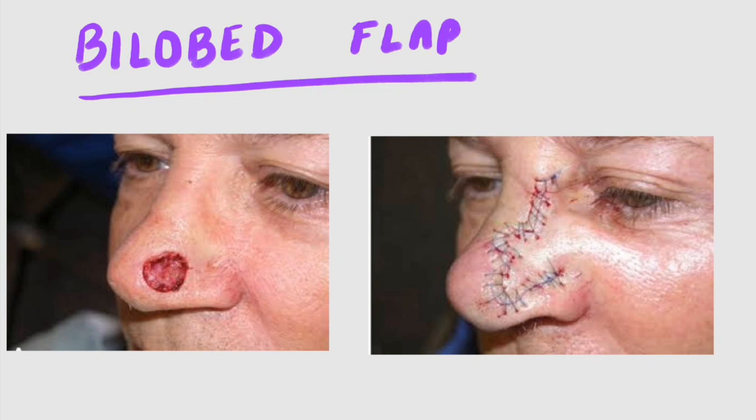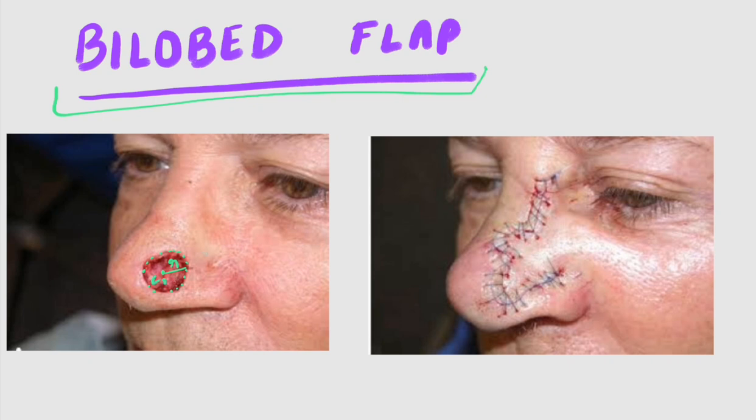Today we are going to discuss the bilobed flap with an example on the raw area on the left of the nose. First, we convert the wound into a proper circle and we measure its radius r and name the center as C1.